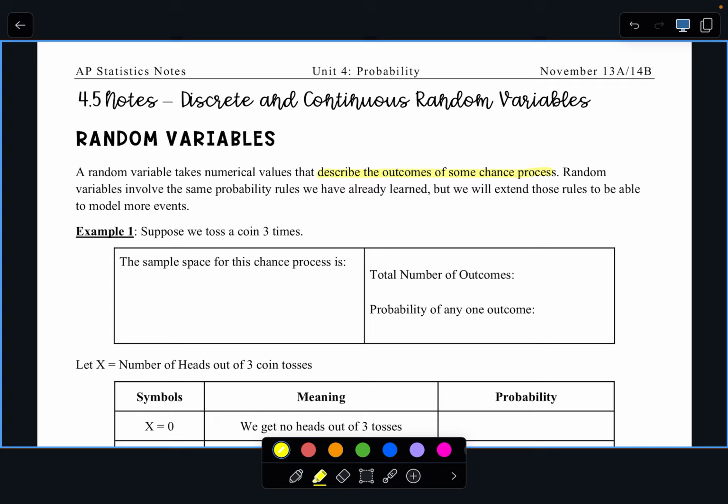When we were trying to see the outcomes of flipping 3 coins, we listed the entire sample space. That is a random event. Then we turn that random event into a random variable by giving it some numerical meaning. Random variables involve the same probability rules, so a probability cannot be bigger than 1, it cannot be less than 0, and if I add all of them up, it has to total 1.